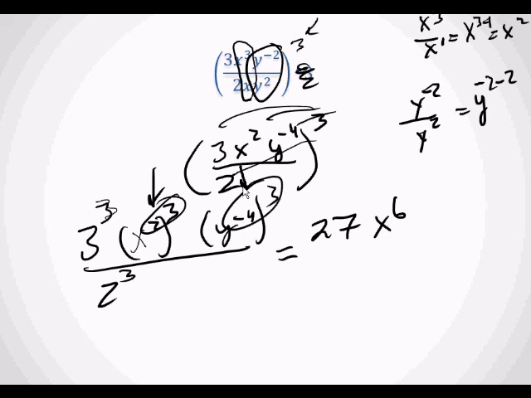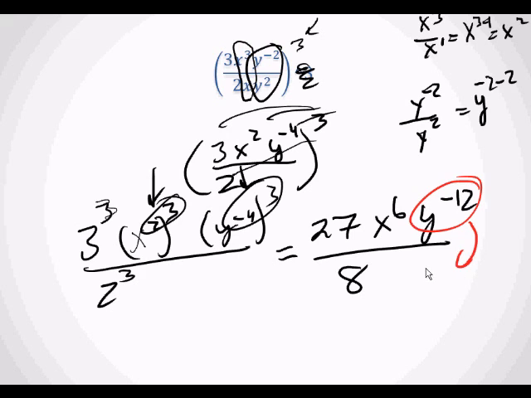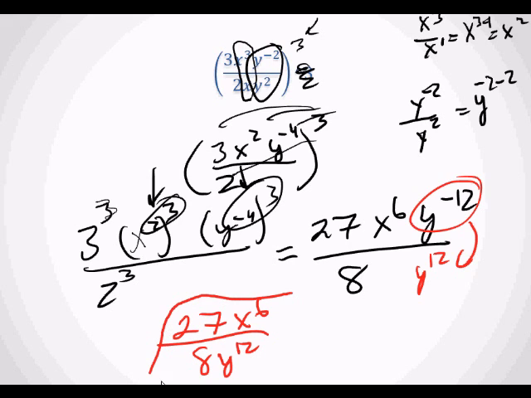3 to the third power is 27. Power raised to a power here, you multiply: x to the 6. Power raised to a power, you multiply: y to the negative 12. And 2 to the third power is 8, 2 times 2 times 2. So this is not the answer because you cannot have negative powers in your final answer. If you have a negative power, you have to flip it. It was on top, so we put it on the bottom. So my final answer is 27x to the 6 all over 8y to the 12.